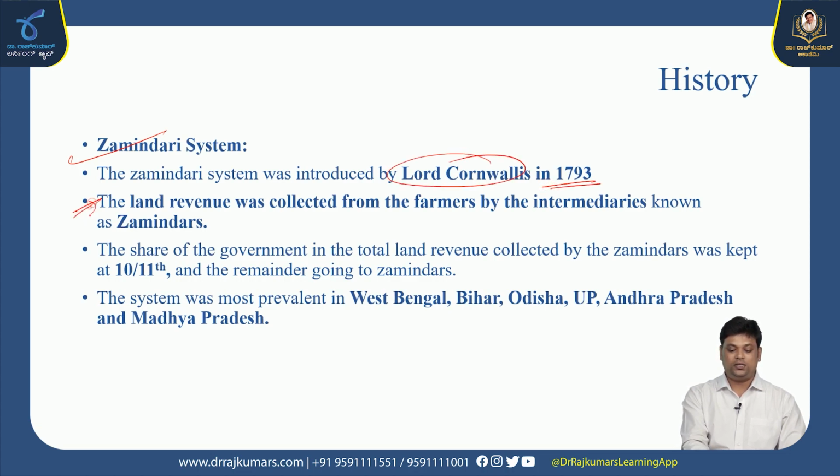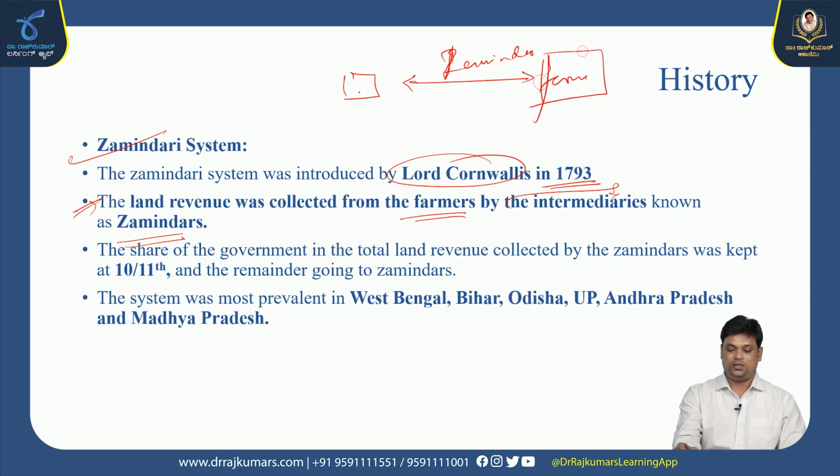Okay, so what is the Zamindar System? The land revenue was collected from the farmers by intermediaries known as Zamindars. On one side we have the British, then there will be land, which is given to the zamindars. The zamindars transfer the land to the farmers.